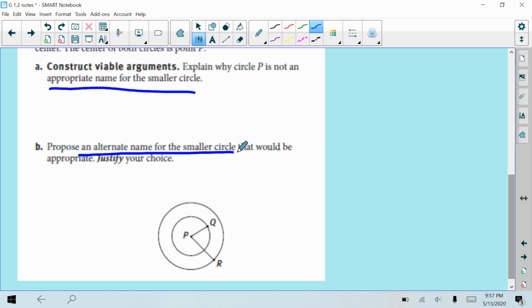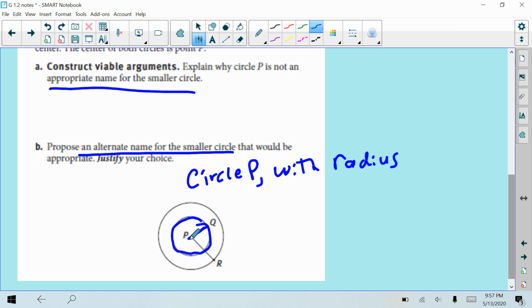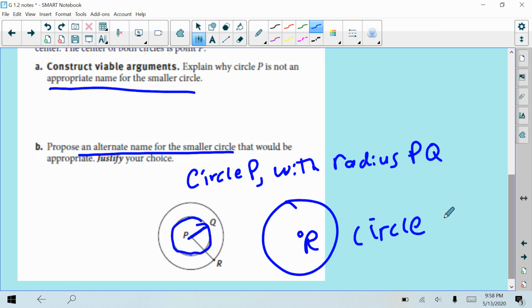Propose an alternate name for the smaller circle. So how could I explain this circle? Well, the way we want you to do that is to call it circle P, and then be more specific, with a comma. Oh boy, commas are not going well. So this is circle P with, here's some more information about it. That's called a radius. And how do I name the radius? 2 endpoints. That would be a better way to describe this small circle. Again, if it's just one circle, you call it circle P.